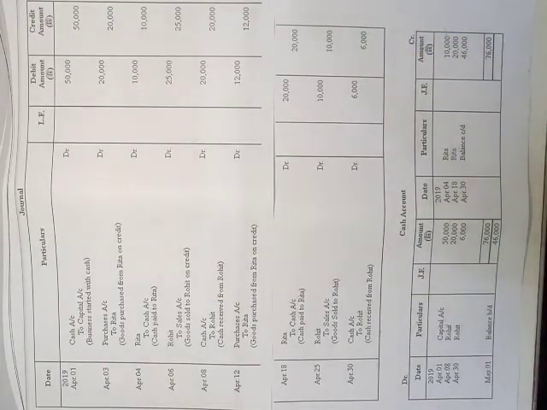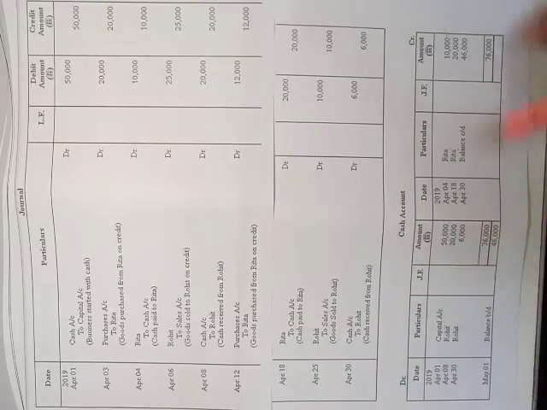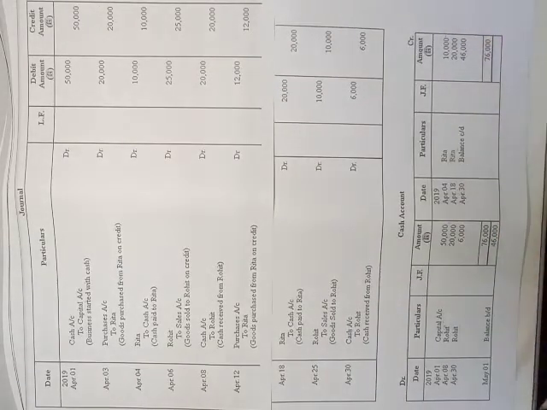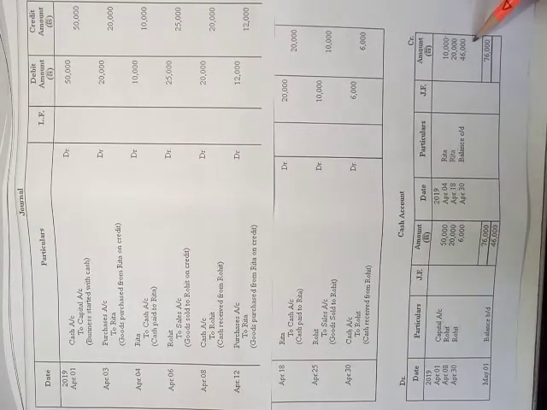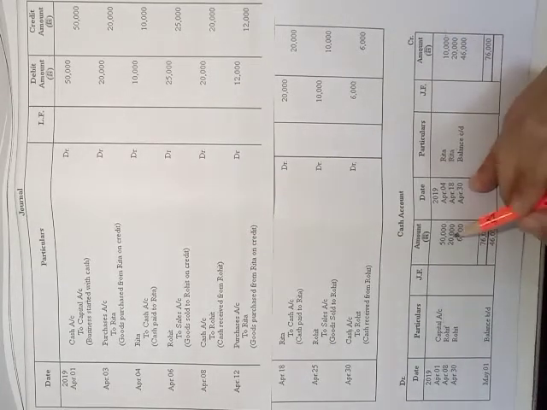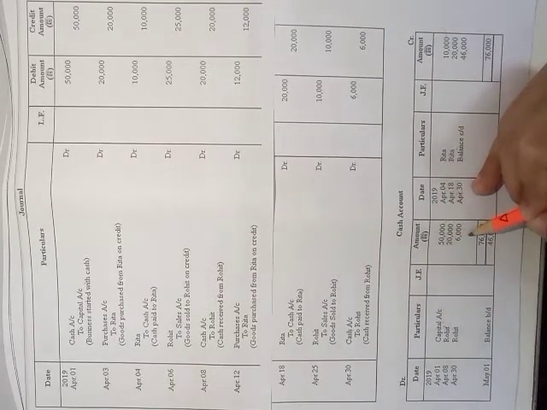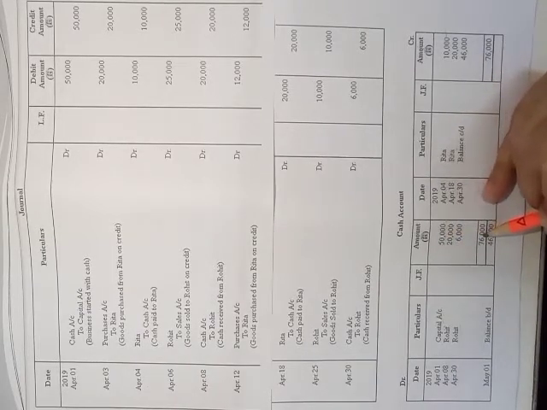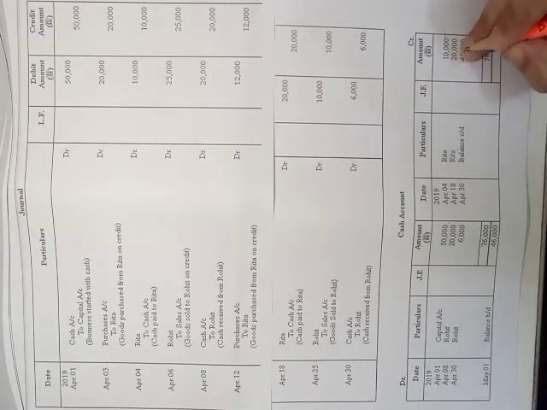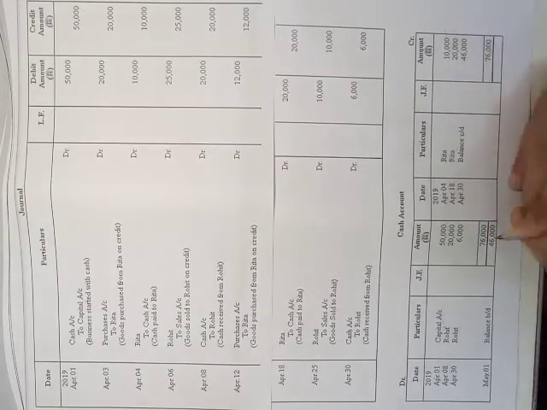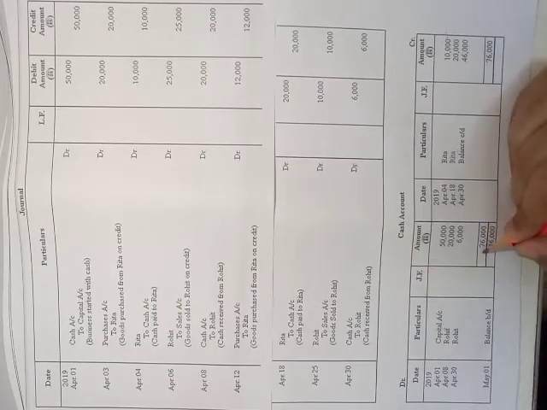Now all the transactions have been transferred over here. So now what we have to do is total the debit side as well as the credit side. When I total the debit side, it is 76,000, but if I total the credit side, it is 30,000. So the side which is more, the total should be written of that side only.